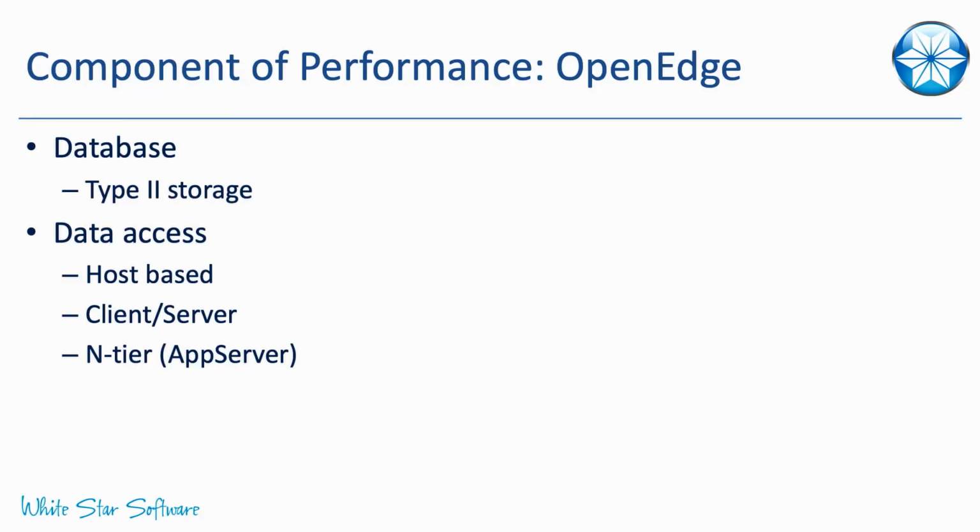So the Progress OpenEdge database, we want to talk about using type 2 storage. Everybody should be on type 2 storage now because it's universally faster for everybody. We've tested all kinds of different workloads on that, and we haven't found anybody, and I'm waiting for the day that somebody proves me wrong, but I don't think it'll ever come, that type 1 storage is faster for something, but we haven't found that it's faster for anything. So get everything into type 2 storage areas.